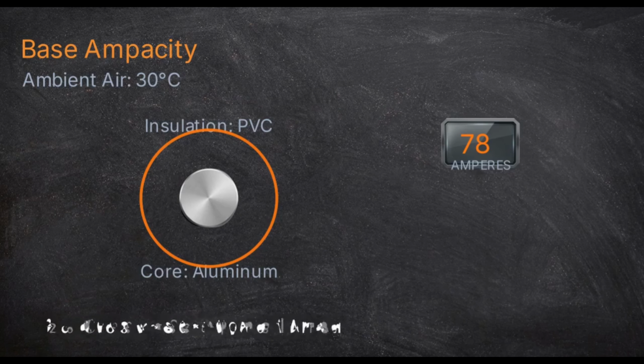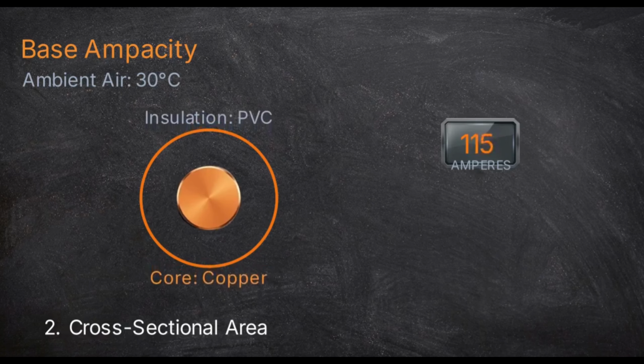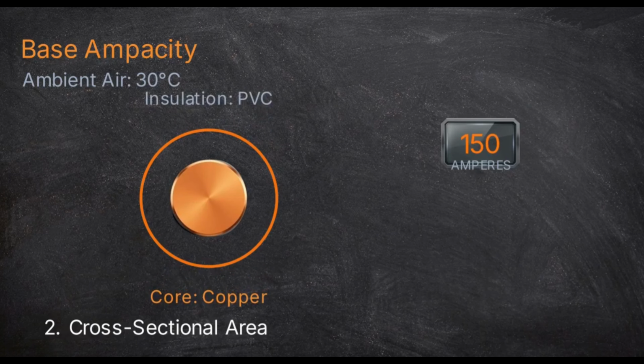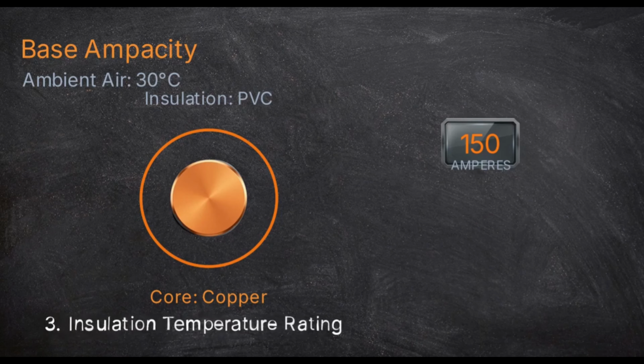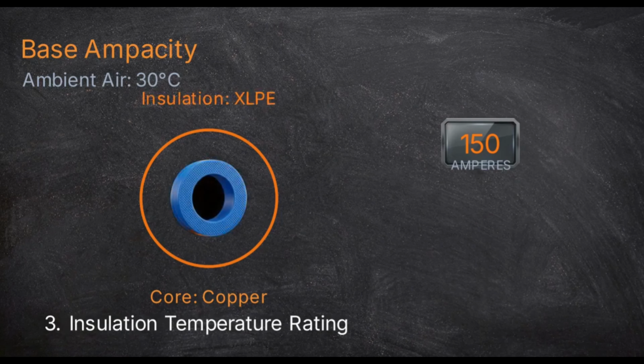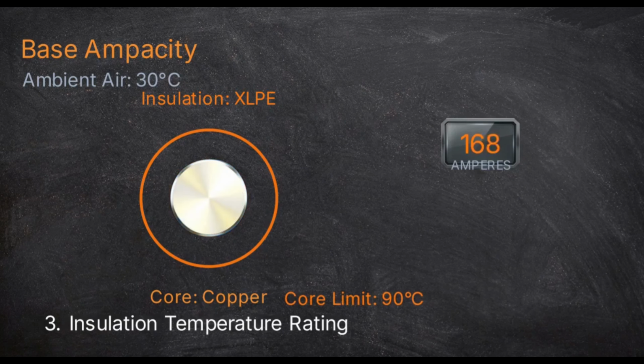Second is the cross-sectional area of the conductor. A larger diameter provides more metallic volume for electron flow, which reduces resistance and lowers the heat generated at any given current level. The third parameter is the temperature rating of the insulation material, such as standard PVC or high-performance XLPE, cross-linked polyethylene. Materials like XLPE have superior thermal stability, allowing the copper core to reach 90 degrees Celsius without the insulation failing. This higher heat tolerance significantly raises the cable's base current limit.